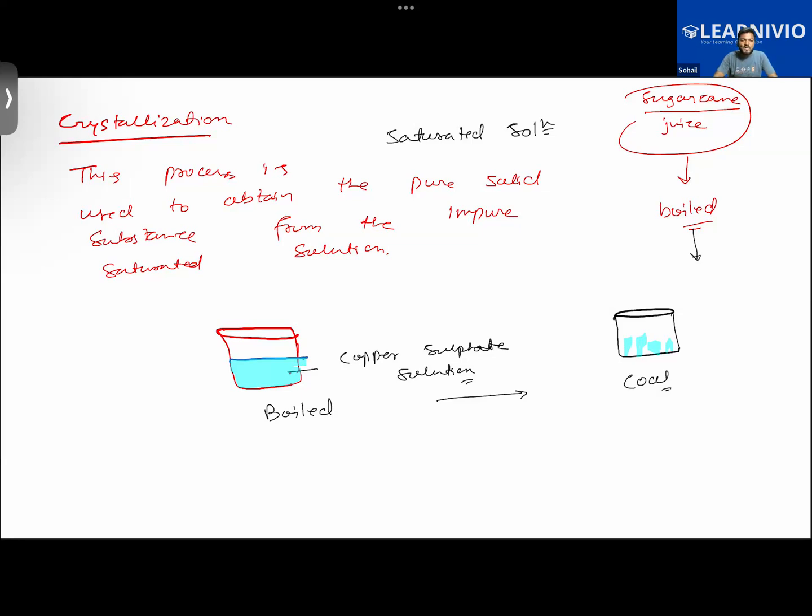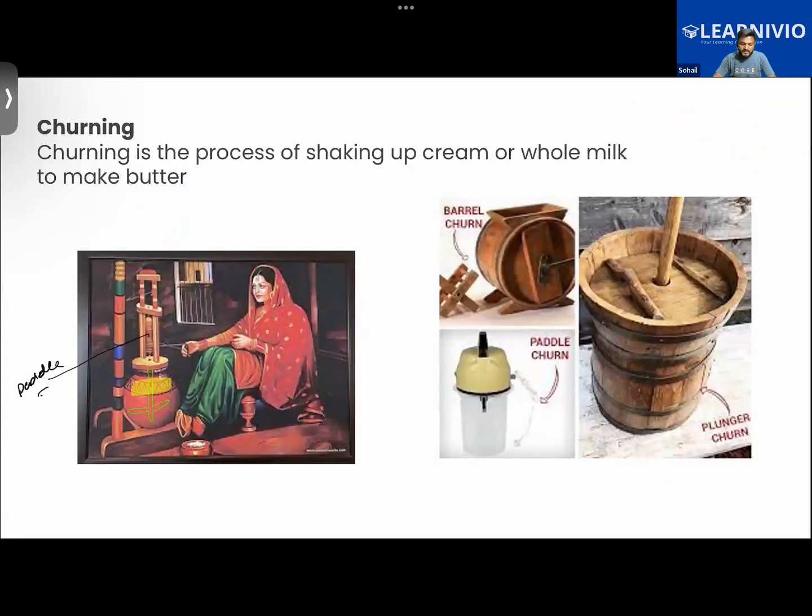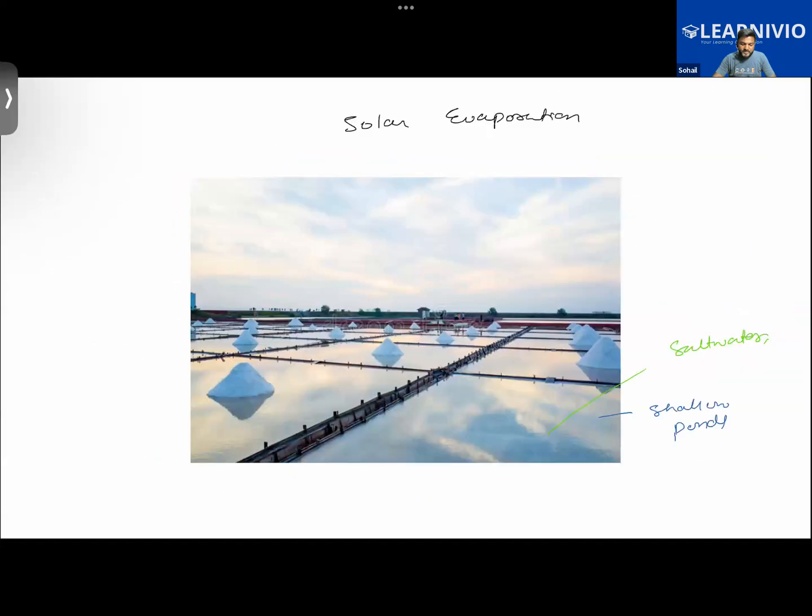Also, there are different applications of crystallization. One application is the separation of salt from seawater. In the process of obtaining salt from seawater, both evaporation and crystallization are happening.